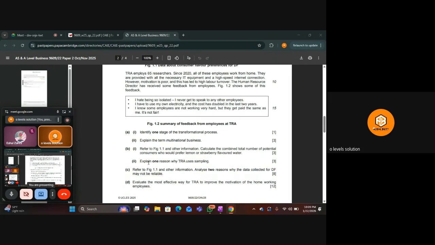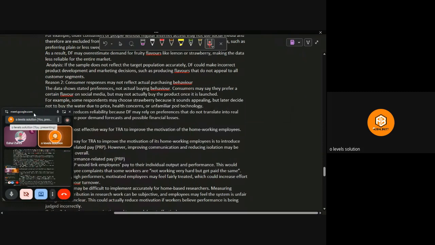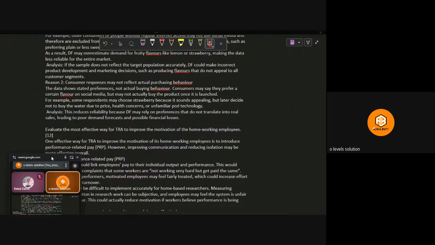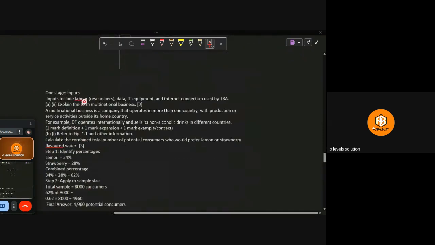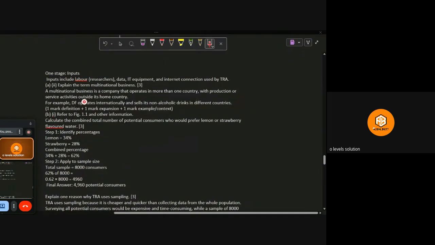Okay, so we will see the questions and then we will be answering them. First of all, we need to identify one stage of the transformational process. I have solved these questions already, and you just need to see the answers one by one, and we will be discussing them. So the first question was that we need to write one stage of the transformation process.